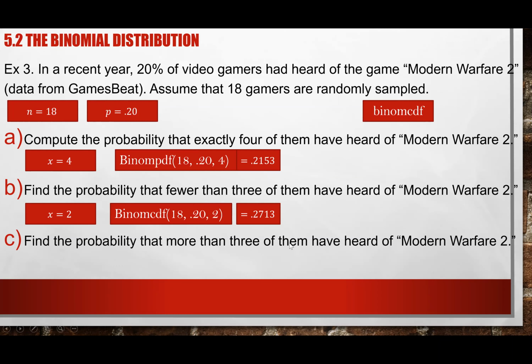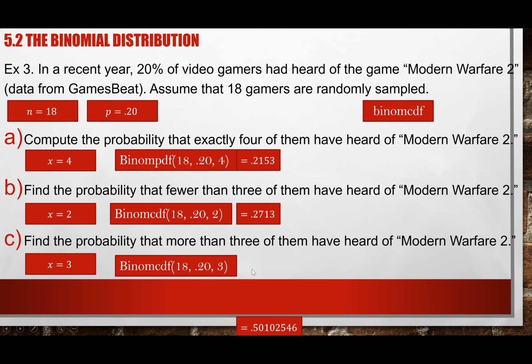So again, the next question is a little bit different: find the probability that more than 3 of them have heard of this game, Modern Warfare, which is again the X value here. I will post the flow chart later today. If you look at the flow chart, you will see that for more than, whatever value they give us is our X value. So as you can see, my X value is 3, and now we're using the binomial CDF because it's a group of numbers: 18, 0.20, 3.